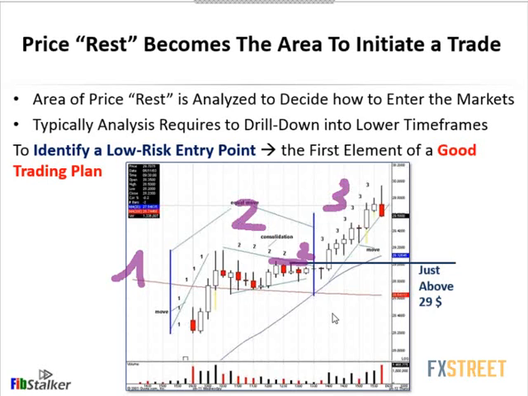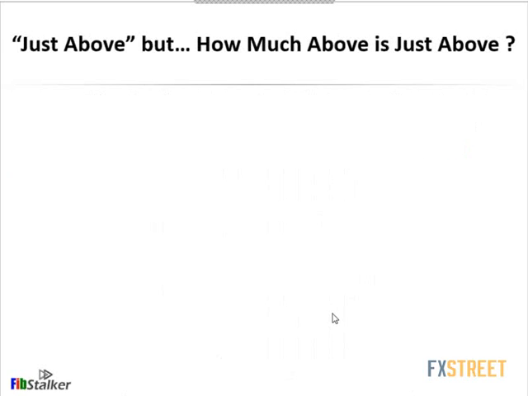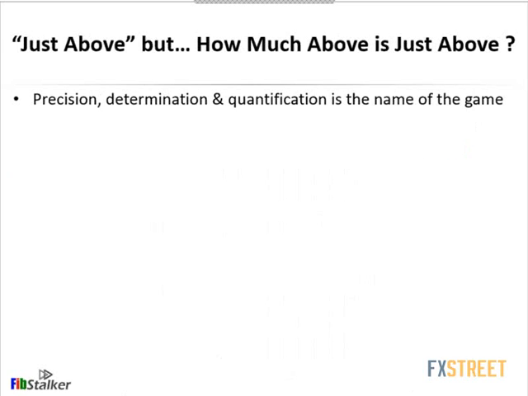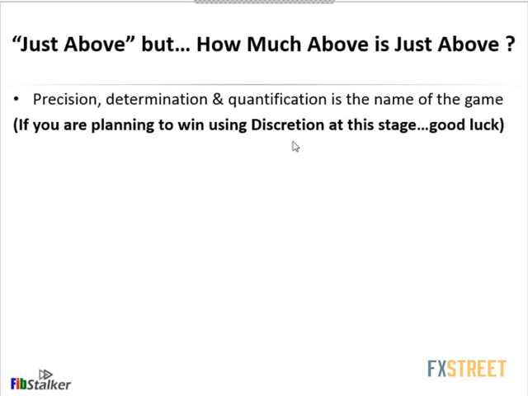Now let's look at this. So what that means, what just above is, how much above is just above. So precise determination and quantification is the name of this game. I always repeat that. I believe strongly, and if you're planning to win using discretion at this stage, good luck. It's not going to happen. Sorry, we have the numbers to back that up.